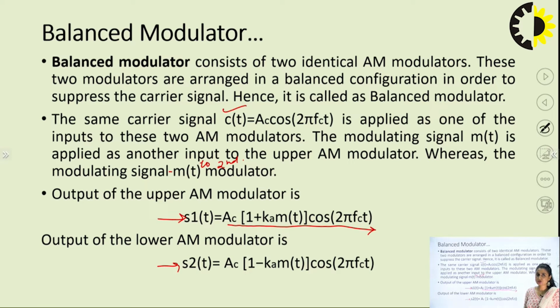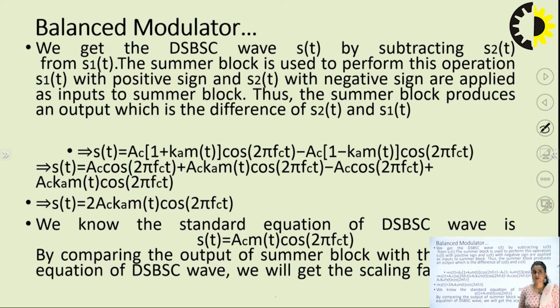So S1 and S2 I get as output of modulator 1 and modulator 2. What happens next? We get the DSB SC wave s(t) by subtracting S2 from S1, right? And the summer block is used to perform this operation. S1(t) with positive sign and S2 with negative sign are applied as input to the summer block. Thus, the summer block produces an output which is the difference of S1 and S2.